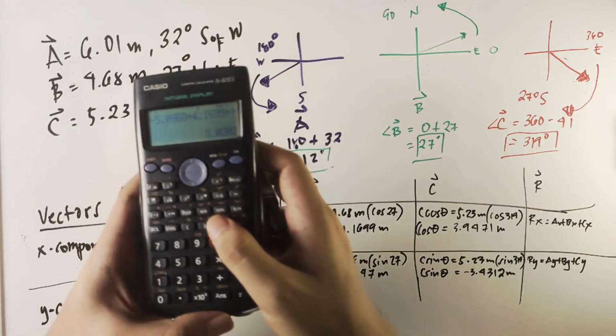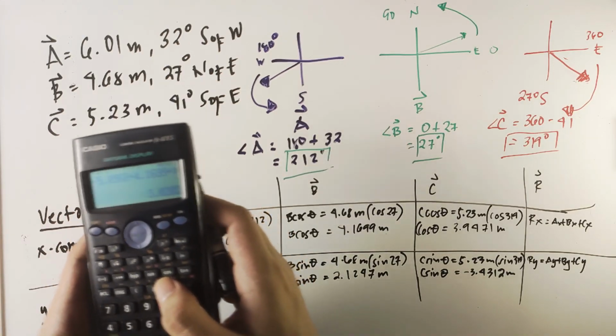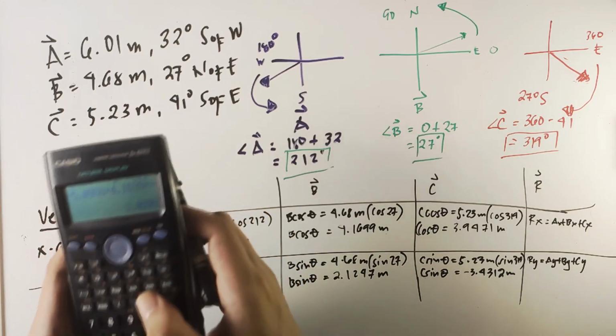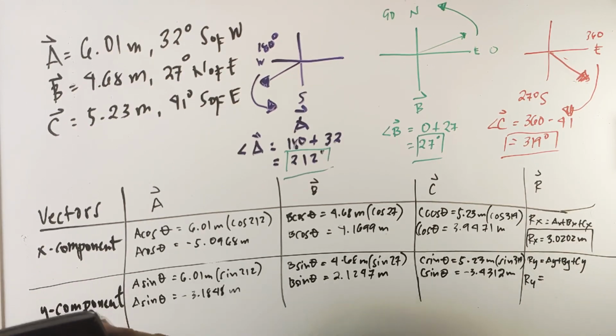Right, so here's the answer. You see it? 3.0202. So that's our R sub X, 3.0202 meters. Alright, so this is what we need for the R sub X. Okay, so for the R sub Y, let's add that.